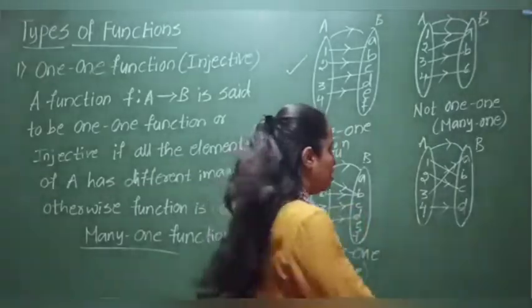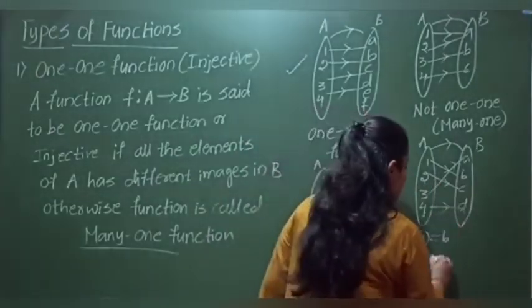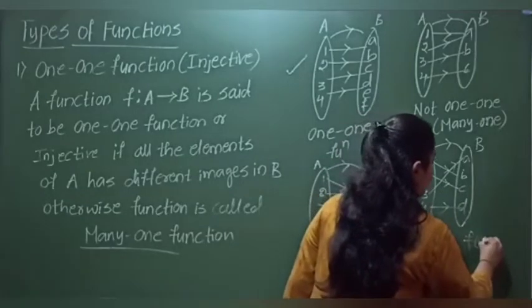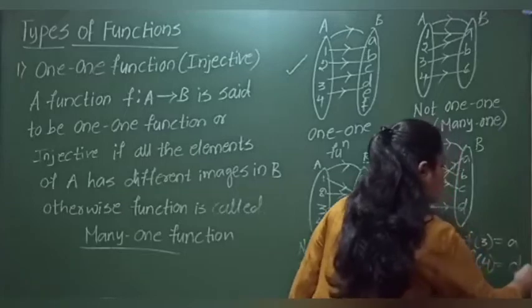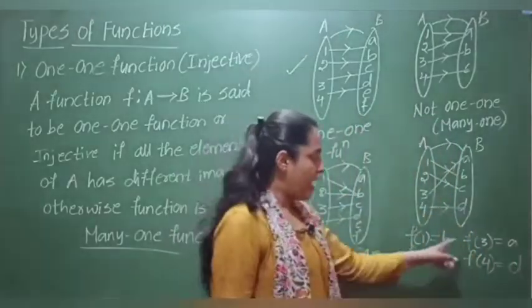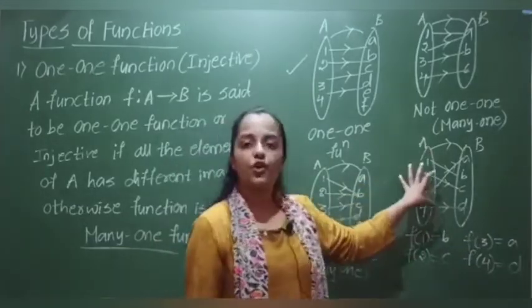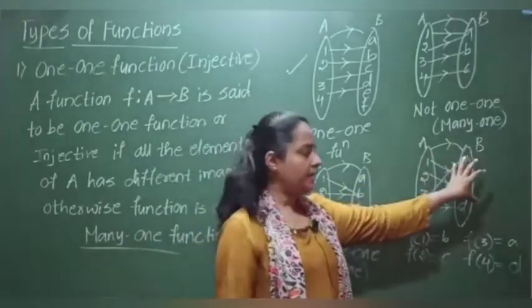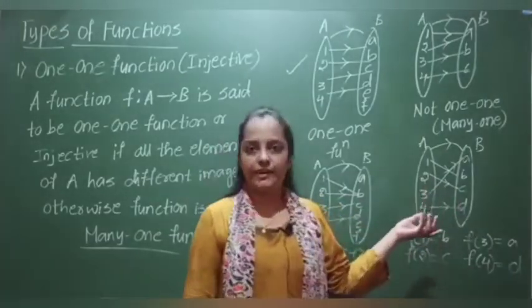the set B. Now think, here see, 1 has image B, 2 has image C, 3 has image A and 4 has image D. So therefore all the elements of the set A have different images in the set B. All the elements of the domain have different images in the codomain. Right? So this is also the definition of a one-one function.